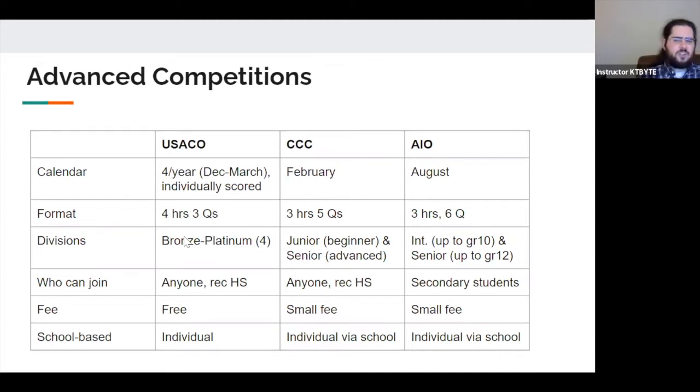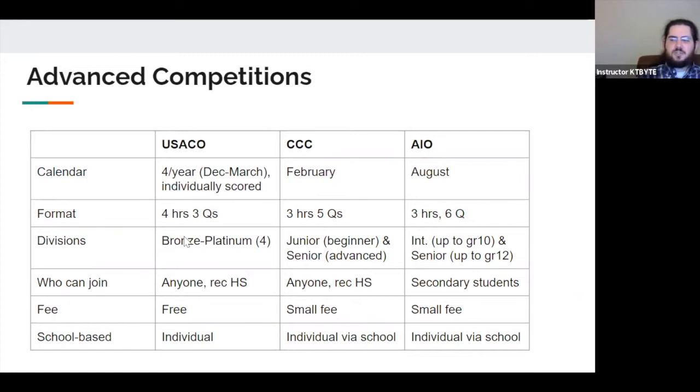So USACO does have 4 divisions. They're labeled based on medals, bronze through gold, and then platinum would be the highest tier one. CCC and AIO both have 2 divisions. The Australian one, interestingly, calls their first level division intermediate, which I think is mainly to emphasize that you would be expected to be a high school student. It's not really intended for a middle school student without very much experience. But they're both designed similarly, just sort of higher difficulty, and definitely requires experience for the second tier division. Roughly speaking, the senior divisions in each of those are probably equivalent to gold and platinum division in USACO, but it's a little loose, and it can be a little subjective how that breaks down.